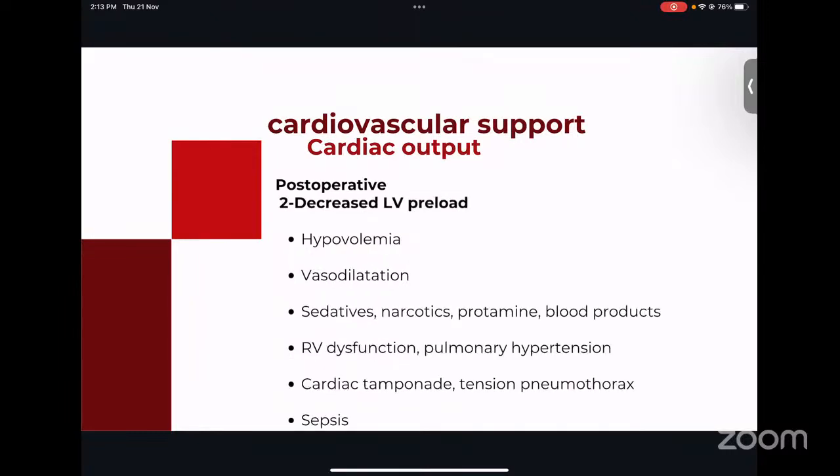The second cause of decreased cardiac output in the post-operative patient is decreased left ventricular preload due to hypovolemia, in a case of hemorrhage or polyuria. Another cause is vasodilation, in a case of warming, sepsis, or vasodilating drugs such as nitroglycerin, or right ventricular dysfunction or pulmonary hypertension. Cardiac tamponade and tension pneumothorax also cause low cardiac output. Sepsis, anaphylactic shock, or adrenal insufficiency may also cause low cardiac output.